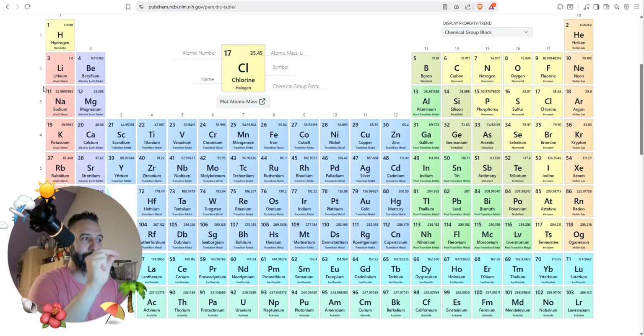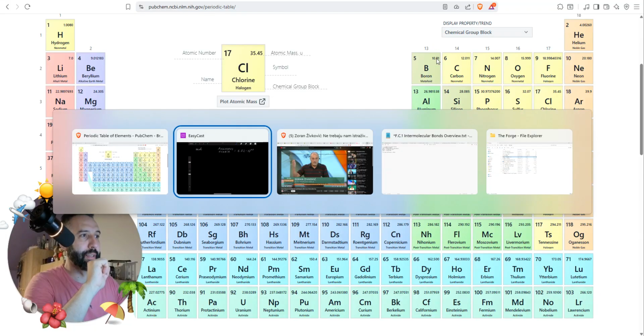A mole is an amount of element or compound that has a mass that can be calculated from the periodic table. What do I mean? 1 mole of hydrogen atoms has a mass of 1.008 grams. 1 mole of lithium atoms has the mass of 7 grams. 1 mole of boron atoms has a mass of 10.81 grams. So a mole is just a huge number, and it's a very specific number. It is this number.